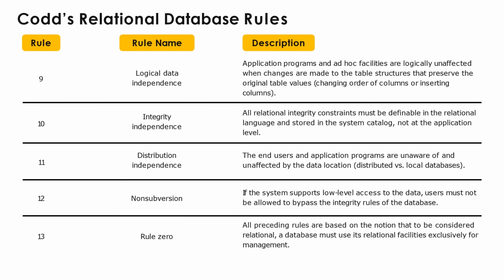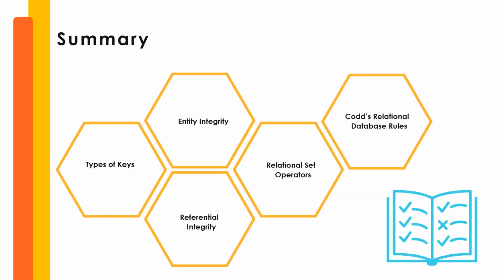The end users and application programs are unaware of and unaffected by the data location. Rule number 12, non-subversion. If the system supports low-level access to the data, users must not be allowed to bypass the integrity rules of the database. And finally, rule number 13, rule 0. All preceding rules are based on the notion that to be considered relational, a database must use its relational facilities exclusively for management.